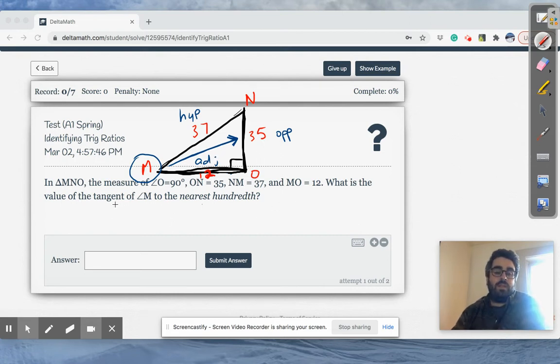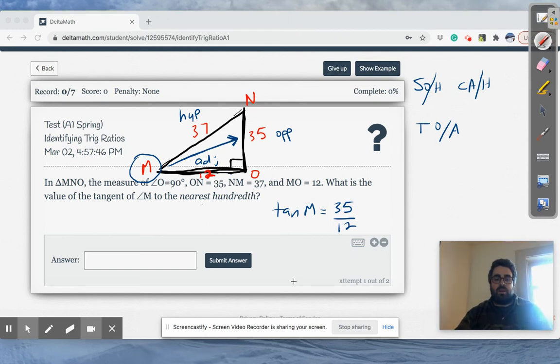So now I want to use the tangent of M. So we know SOHCAHTOA, that's our acronym, right? Sine is opposite over hypotenuse, cosine is adjacent over hypotenuse, and tangent is opposite over adjacent. So we say tangent of M is equal to the opposite side of M, which is 35, over the adjacent side, which is 12. So now I'm just going to quickly do 35 divided by 12. So let me just go to my calculator.